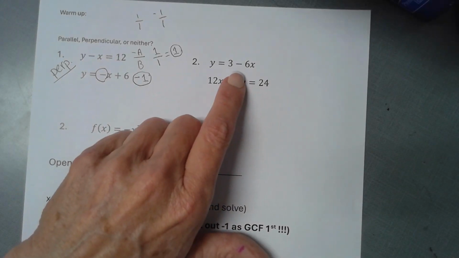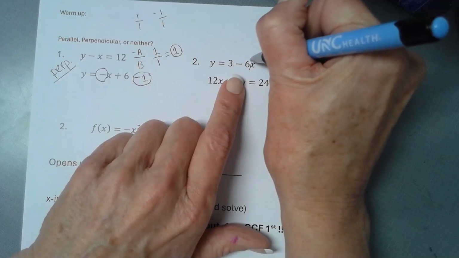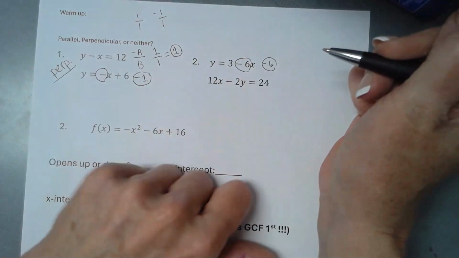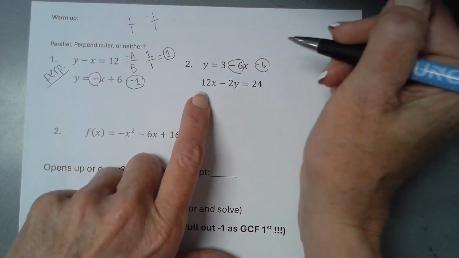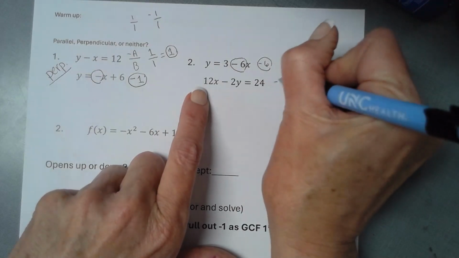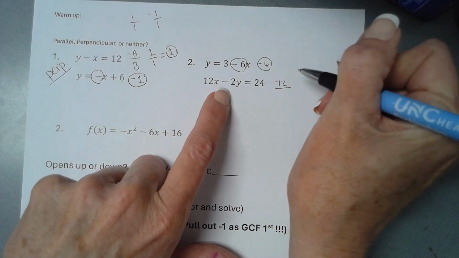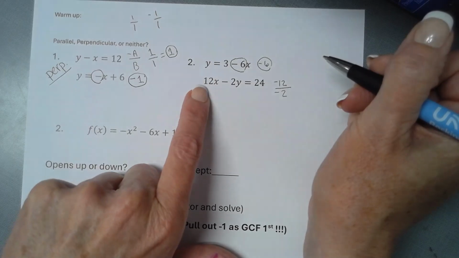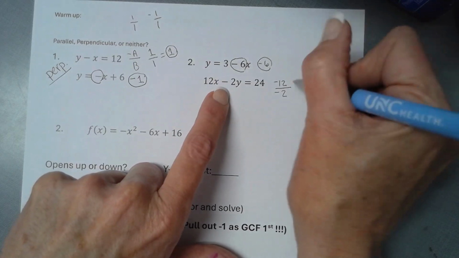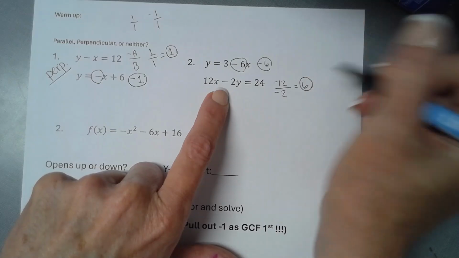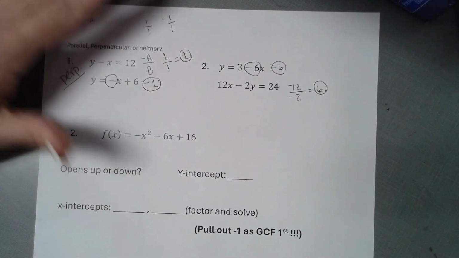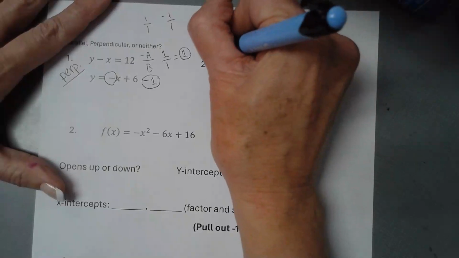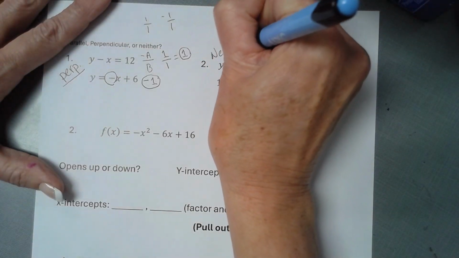Okay, for the second one, it's in slope-intercept form. And again, I just kind of slid the X over, but my slope here is -6. Here we're in standard form. So I need opposite of A divided by B, and notice B is already negative, folks. So now I have a -6 and a +6 for my slope. Parallel, perpendicular, or neither? Neither. It's neither. Question?